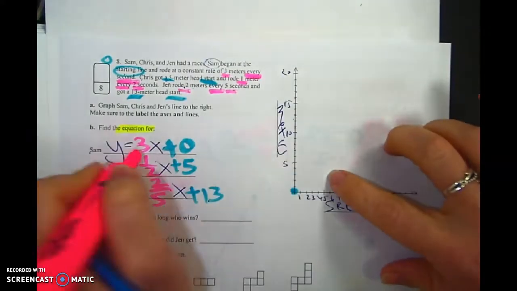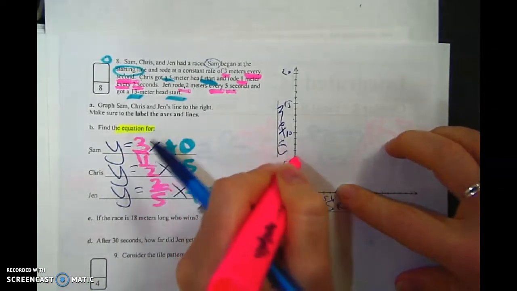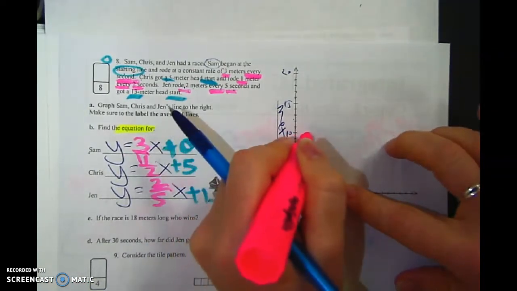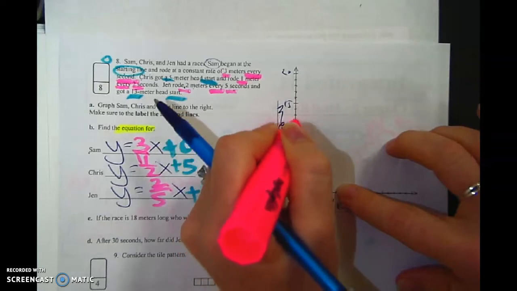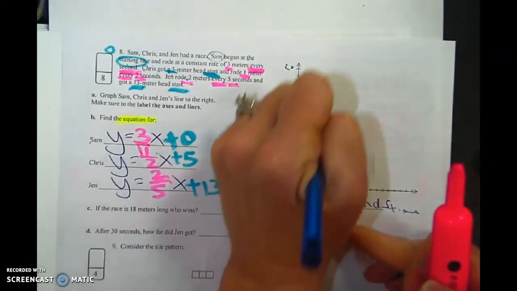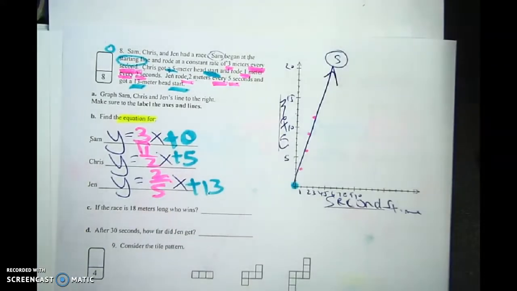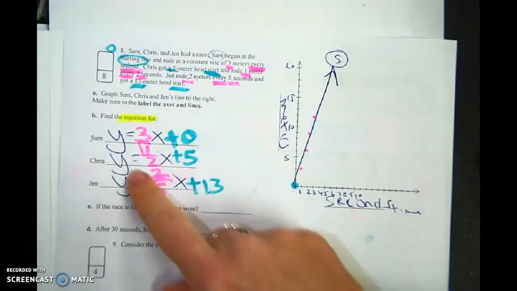And then Sam, I'm going to go up 3, right 1. 1, 2, 3, right 1. It's kind of tight here. 1, 2, 3, up 1, up 1. 1, 2, 3, up 1. Okay, so I'm going to go like this. And that is S for Sam. So Sam is done. Now I'm going to go to Chris.